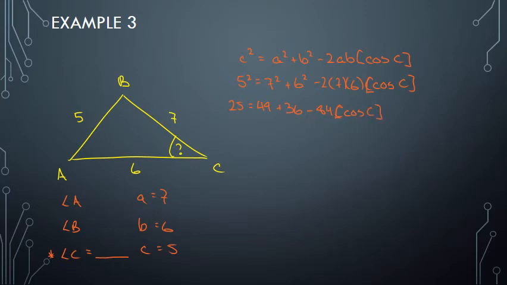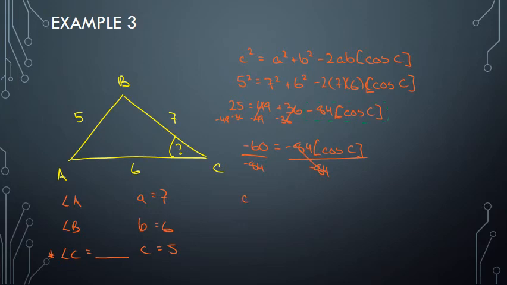So I need to get cos C by itself, which means I want to get this by itself. That's kind of my first thing. So I'm going to subtract 49 to the other side, and I'm going to do the same thing with 36. And feel free to simply add those up and then subtract that amount. Anyway, so 25 minus 49 minus 36, I'll get negative 60 equals negative 84 times cos C. And then, to get cos C by itself, you have to divide.